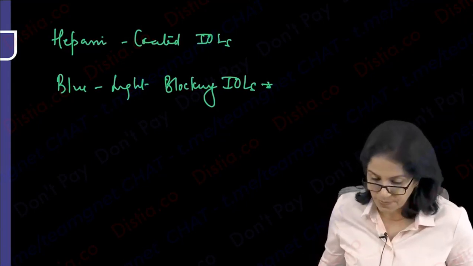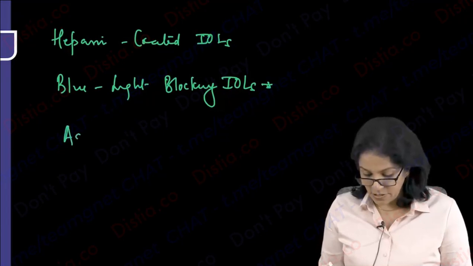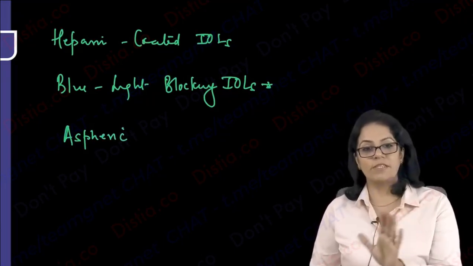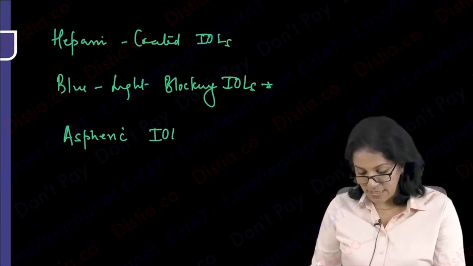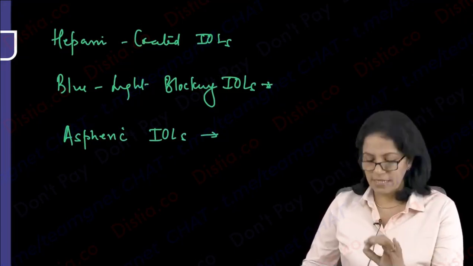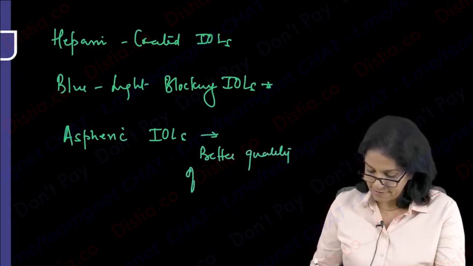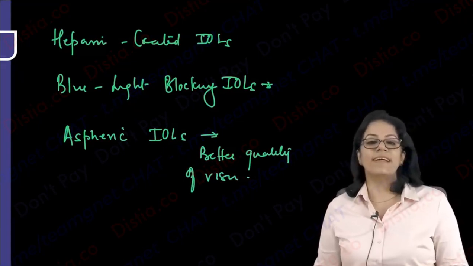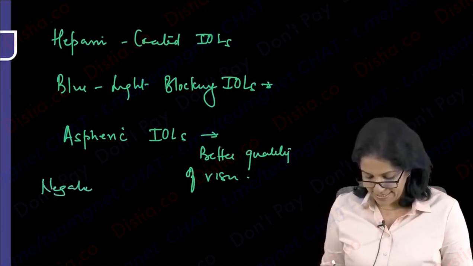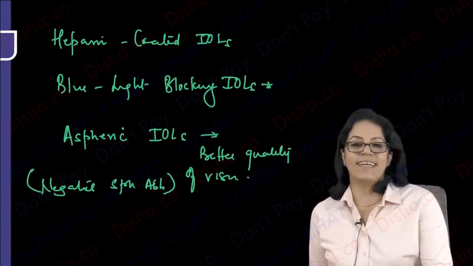And then of course, what is aspheric IOL? Where it is actually negating the spherical aberration. At present just learn this, we will discuss spherical aberration and all in detail. So aspheric IOLs means, just keep in mind, better quality of vision because it negates the spherical aberration. That is aspheric IOLs. Right, all of you? So it negates spherical aberration. These are some special types of IOLs that we will keep in mind.